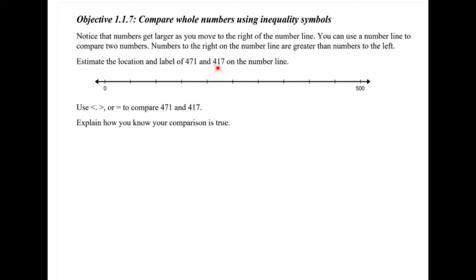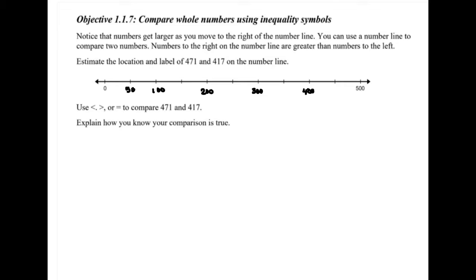471 and 417. Okay, so if this is 500 and this is 0, we've got to figure out what we're counting by. So we have 1, 2, 3, 4, 5, 6, 7, 8, 9, 10 spaces. If I break 500 into tens, I'm counting by 50. So that would be 100, 200, 300, 400.